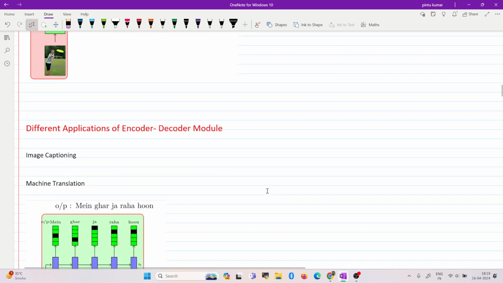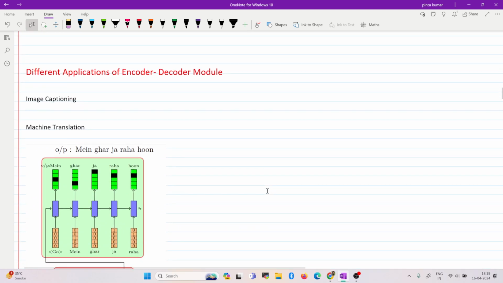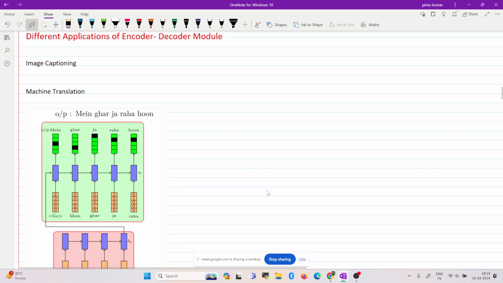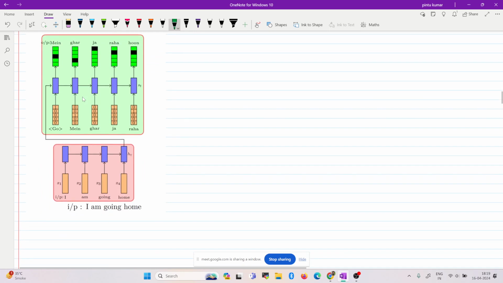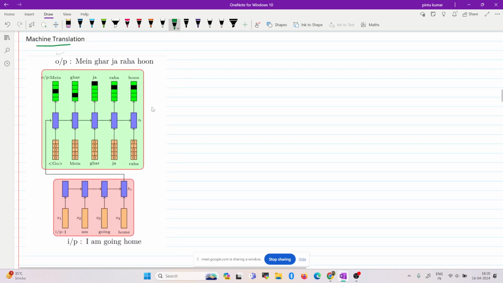So now I have included some other applications of the encoder-decoder module. What are the tasks you can perform using them? You can perform a lot of tasks other than what I have mentioned over here. But one is image captioning that we just saw. Another thing is machine translation. So this is how your machine translation network would look.